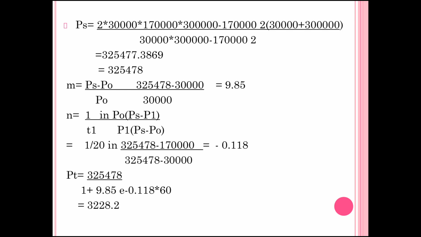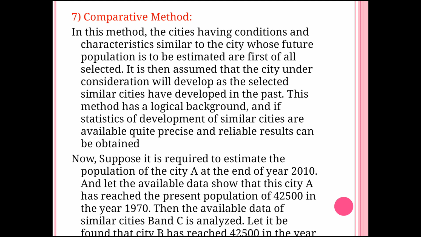Then we calculate and the answer comes out as the value of Ps. Again, small m is equal to (Ps minus P0) divided by P0, and this value comes out as 9.85. Then small n is equal to minus 0.118. Then Pt is equal to 3228.2. These are the values that come out after calculation. Now we put these in the formula and calculate, and then the answer is obtained. This one is called the logistic curve method.